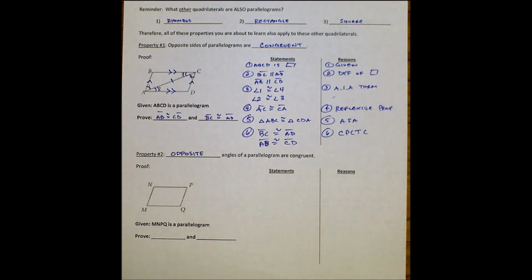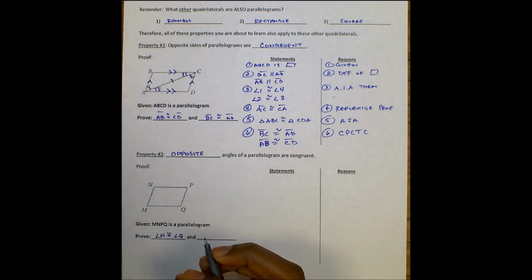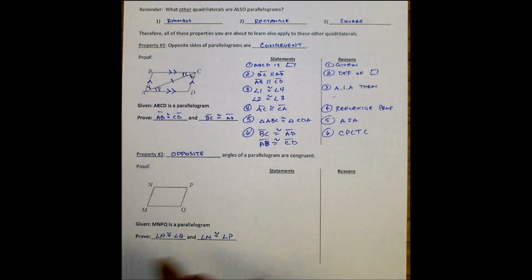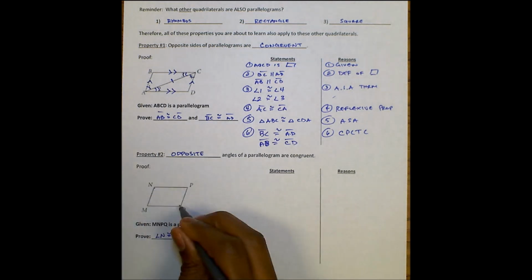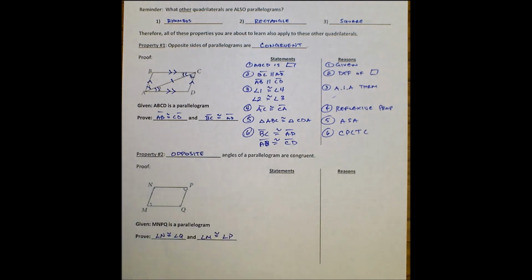All right, property 2 is that opposite angles of parallelograms are congruent. So we're going to prove that here, and so basically we're proving that angle N is congruent to angle Q, and that angle M is congruent to angle P. So again, these are opposite angles, N and Q, M and P, those are opposite. Double dot that so we can see that those are the two I'm talking about.